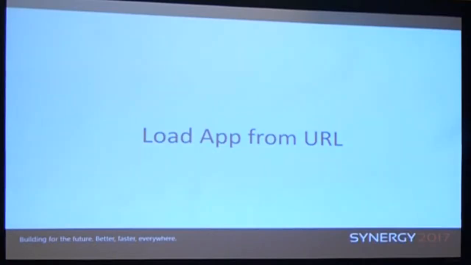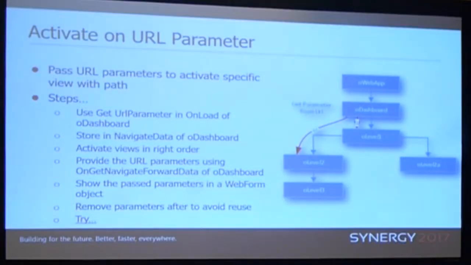Okay. Load app from URL. Many times, at some point, you might want to send somebody a URL, for example, say you need to take a look at this customer, do something with it. And you would like to be able to send an email or a message that says, okay, this is the URL. If you click on that URL, it should automatically open up your application with this customer loaded and maybe some other things happening so that people can directly start working with that. So how do you do that? Basically what you do is use the get URL parameter query.